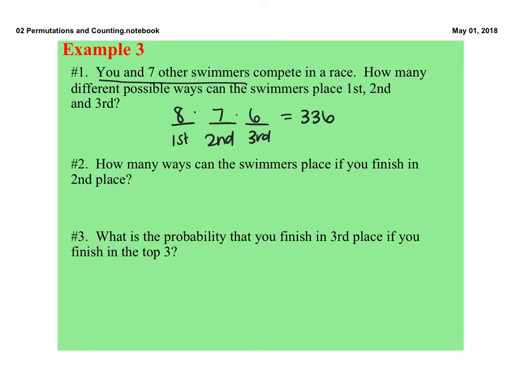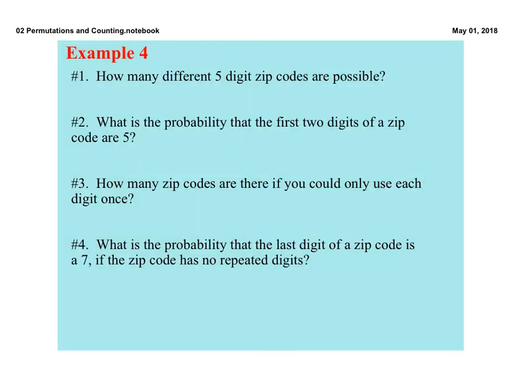How many ways can the swimmers place if you finish in second place? So there's only 1 kid, you, that finishes second. Now we have 7 kids left over that could have been in first. And then after we select somebody for first, there's only 6 left for third place. So we get 42 total different ways. This one gets to be a little bit tricky, so we're going to skip the last one.